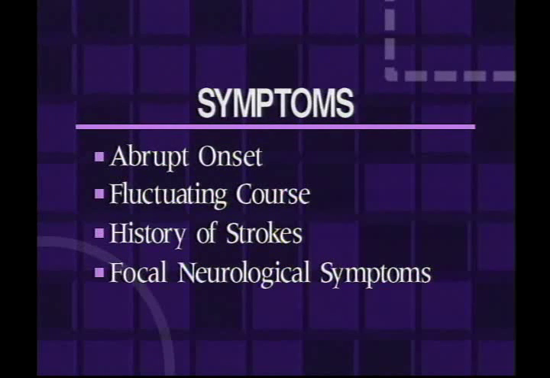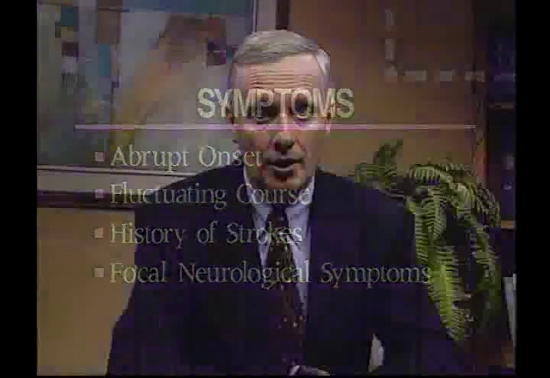History of strokes is very important. When the family says to you things like, you know, he was doing quite well until he had a stroke and then he got confused and he never seemed to get better, you ought to carefully take into consideration the possibility that this might be vascular dementia as opposed to Alzheimer's disease. And most importantly, focal neurological symptoms. You know, that the individual's arm is weak or that their gait has been changed. This is suggestive of something different than Alzheimer's disease.